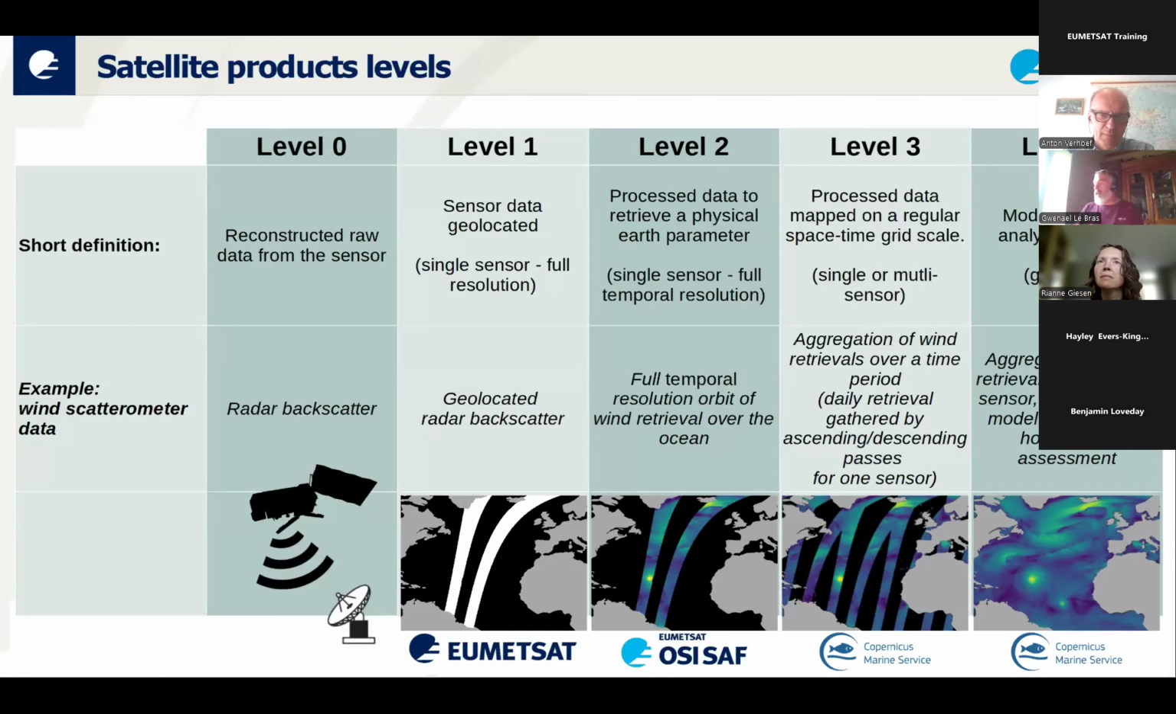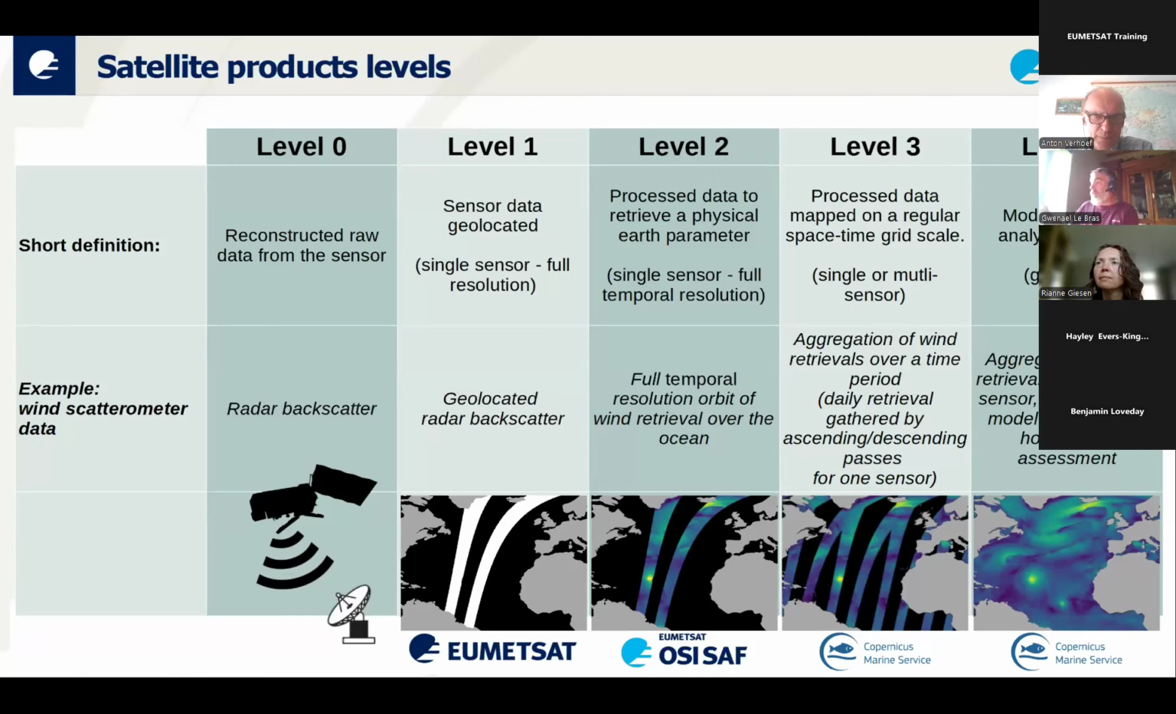EUMETSAT is getting this data from the dumping station for the polar orbiting satellite. Sorry, it's in Svalbard. They get the data from there and geolocate the sensor data and send that back to the institutions working on the data. So OSI SAF is mainly working with level 1 processed by EUMETSAT.